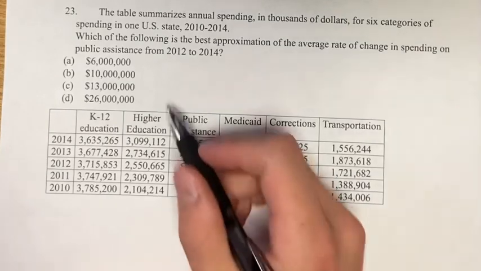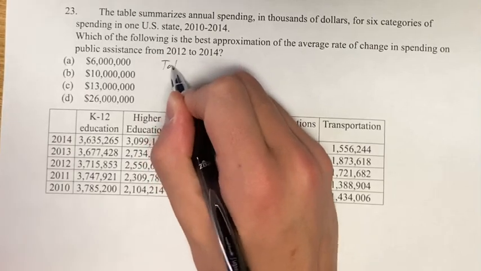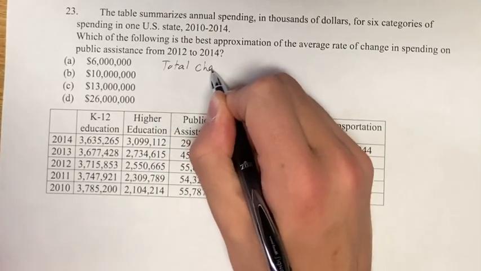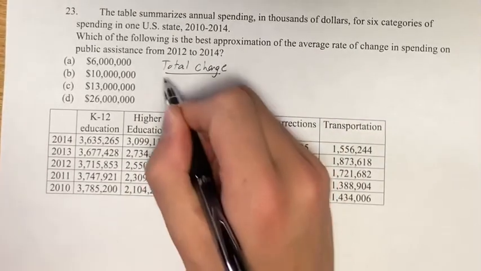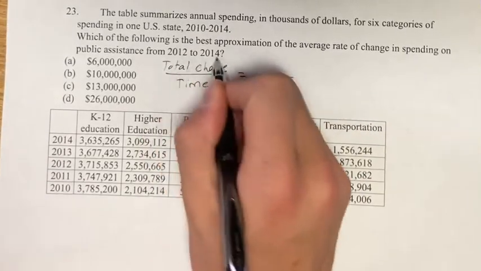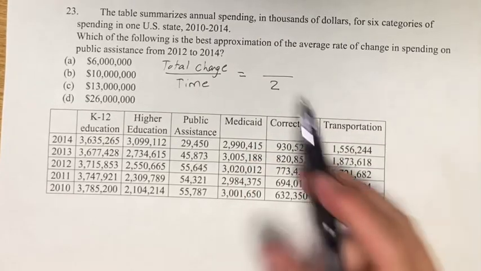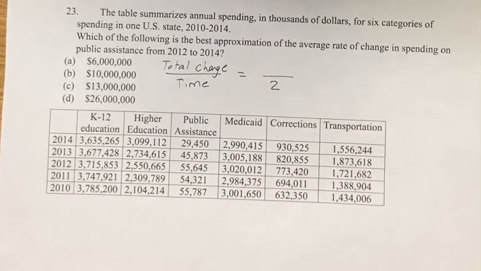So what we're going to do is we're going to say, okay, this is over a 2-year period. So we're going to look at the total change in spending, and we're going to divide it by the time. So the time we just said, 2012 to 2014 is 2 years, right? I think we don't have to specify that 2014 minus 2012 is 2, but you can write it in if you want.